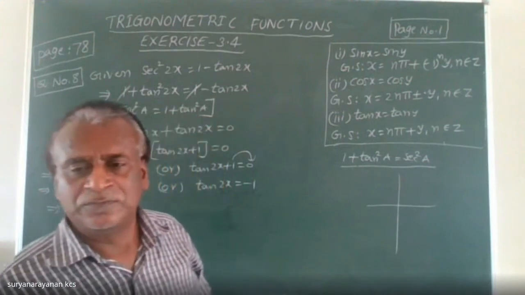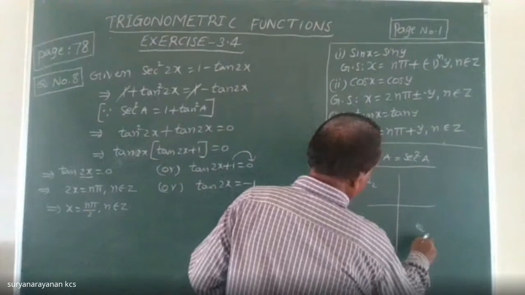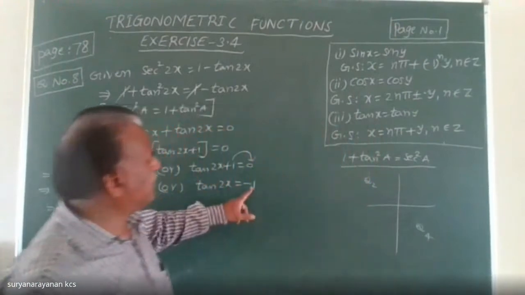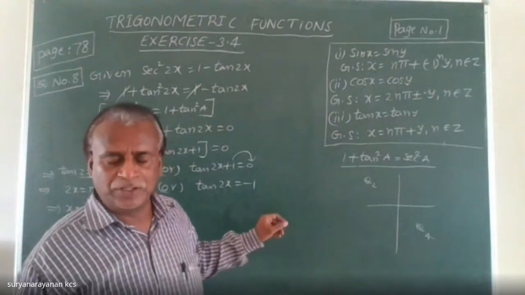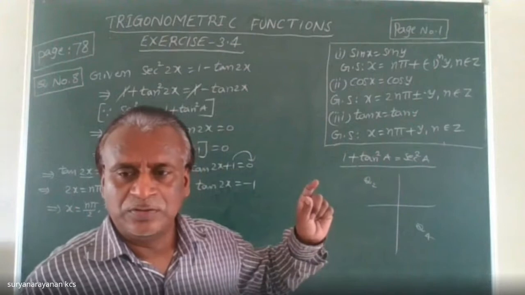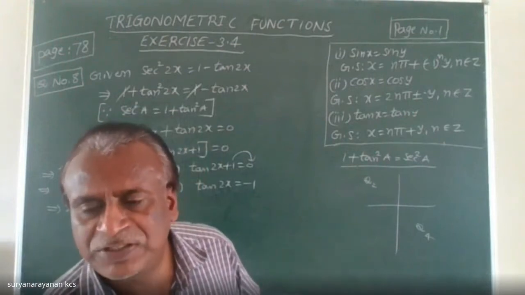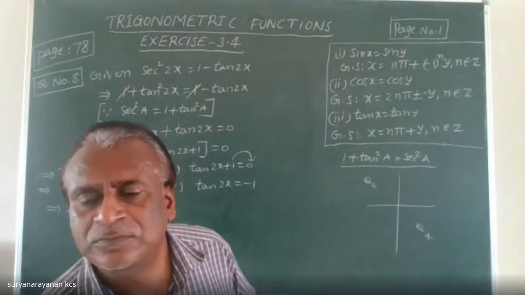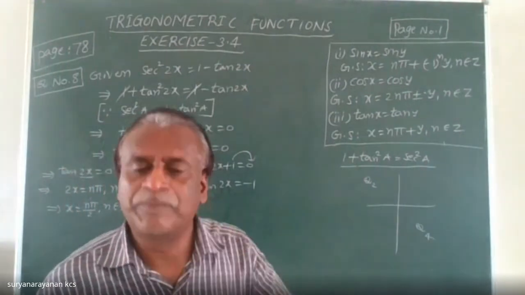Second and fourth. Q2 and Q4. Then can you tell me what is theta here? Ignore the minus sign. Take it as 1. For which angle is tan equal to 1? Pi by 4.